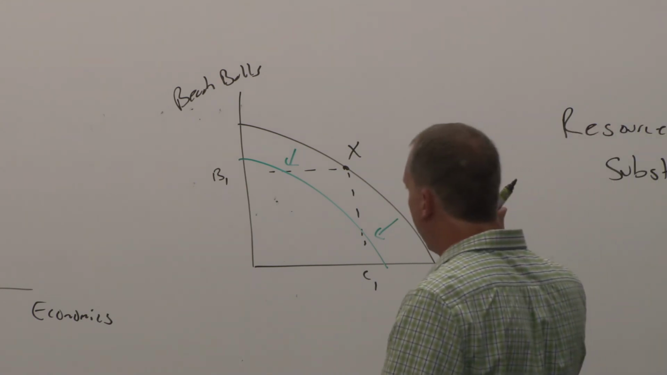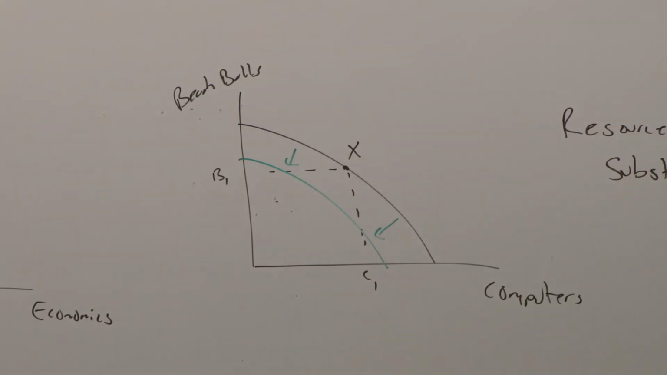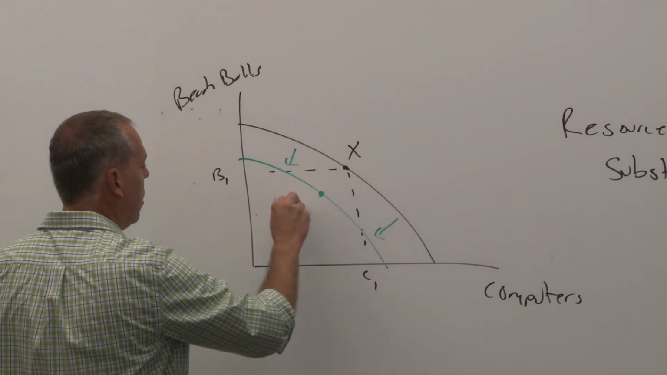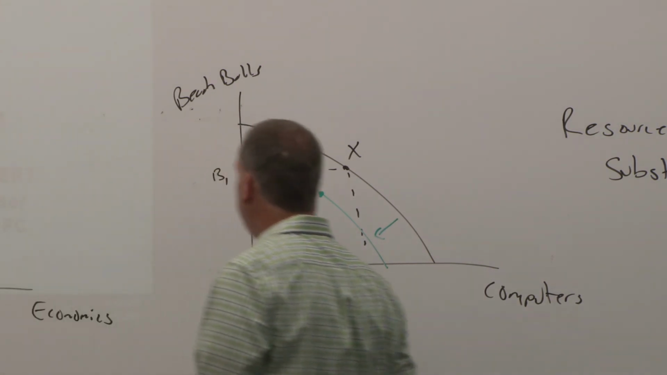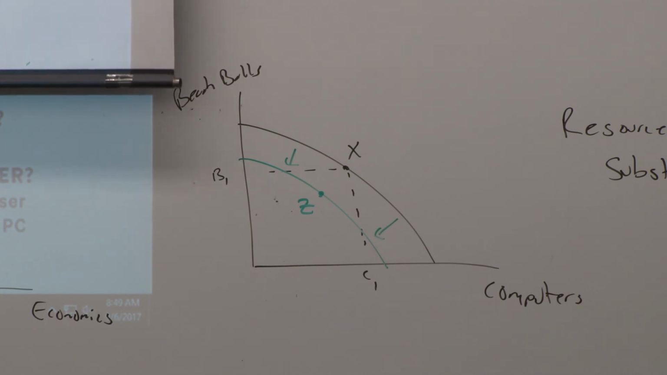So what's true about X? It used to be what? Possible and efficient. Now it's not possible. Point Z used to be inefficient and possible. Now point Z is efficient, right? So if you want to see production possibilities curves changing, you can see that. It's really easy.